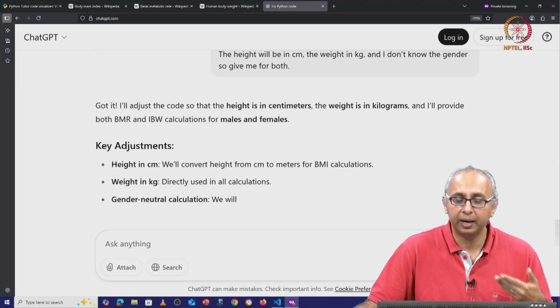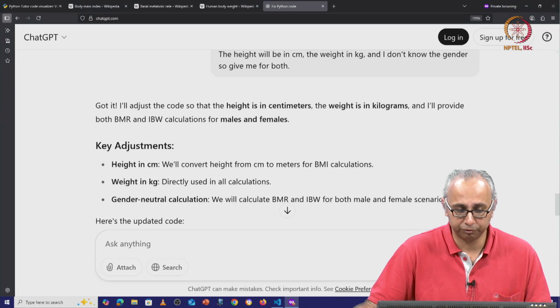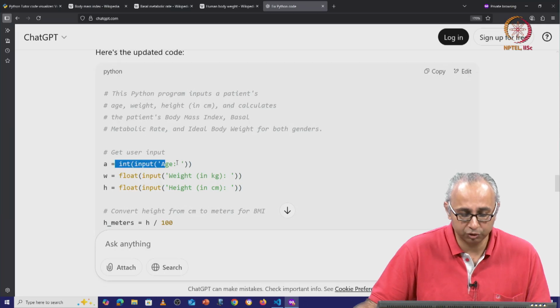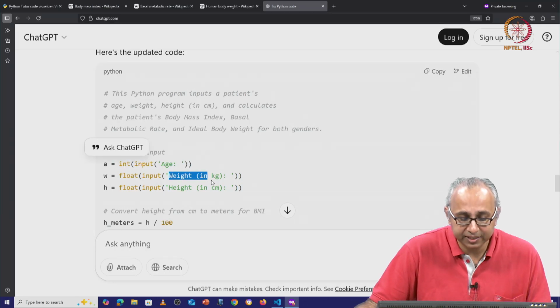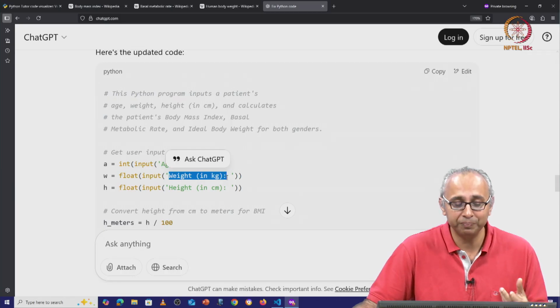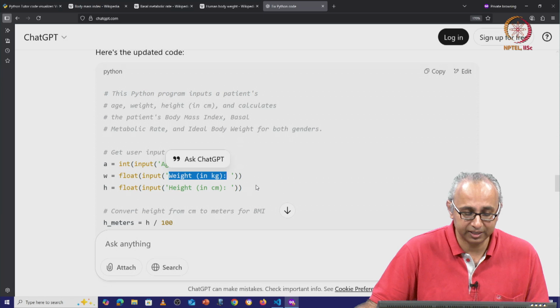So once again, it will produce a different code. This time it's saying it will adjust for the height in centimeters, the weight in kgs, and it will provide calculations for both males and females. And here is that updated code. So the age remains the same. This time it adds in the prompt that is being given as part of the input function. It is saying the weight in kg, and then it's asking for the height in centimeters.